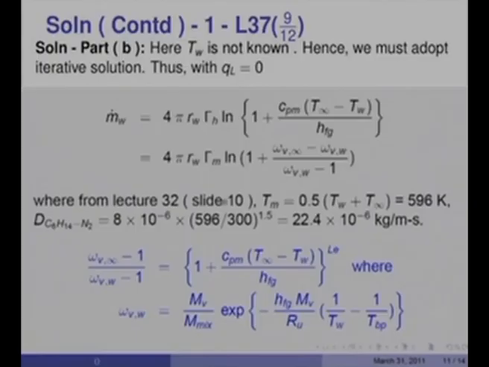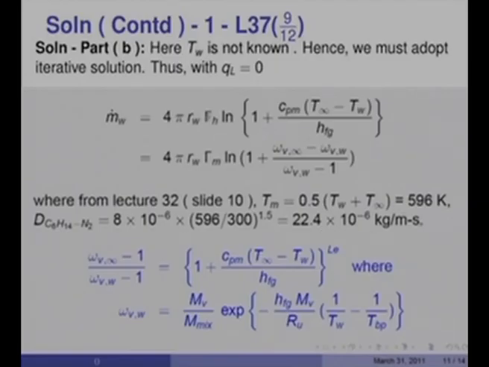And from lecture 32, Tm, we must assume a TW and evaluate Tm. Presently I am taking it as, let us say, 596 K, and diffusivity I will calculate from our previous lecture, where diffusivity of ethane in nitrogen is given as 8 into 10 raised to minus 6 times T divided by T naught, 596 by 300, to the power 1.5. The pressure is 1 bar, so that is 1 atmosphere, and therefore, nothing to correct for pressure, and diffusivity would be taken as 22.4 into 10 raised to minus 6.